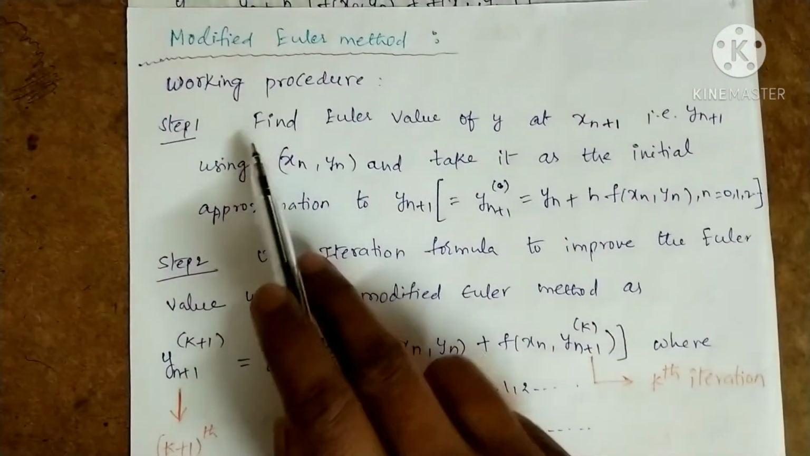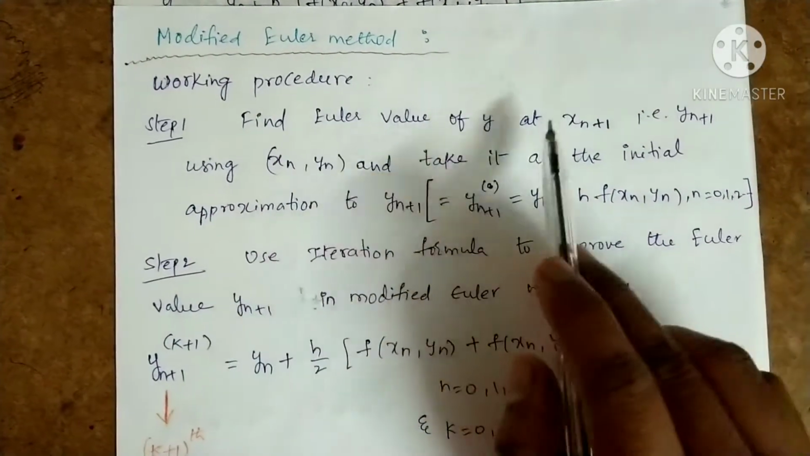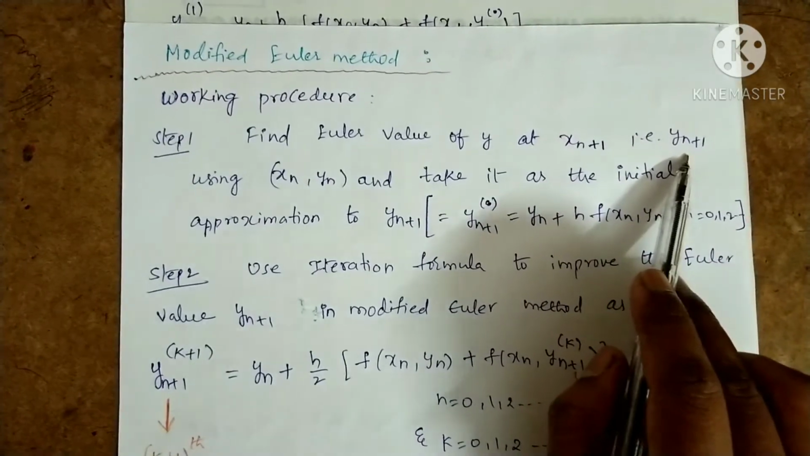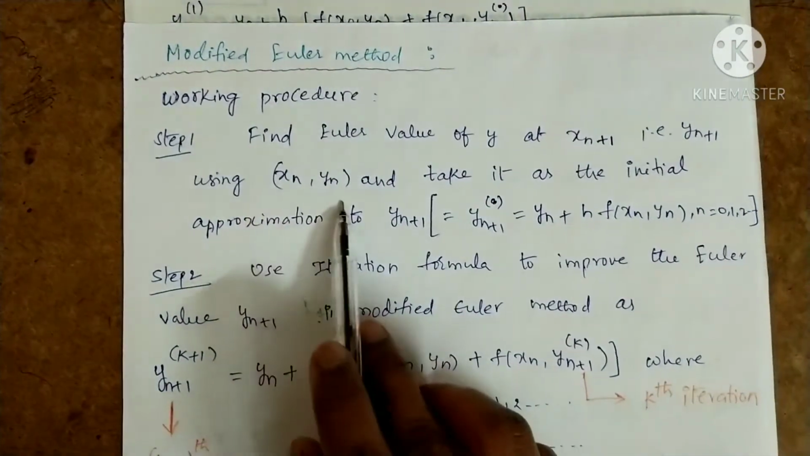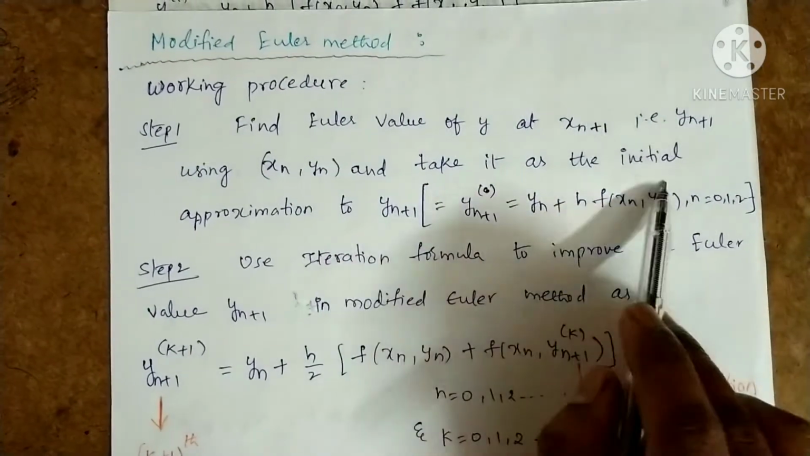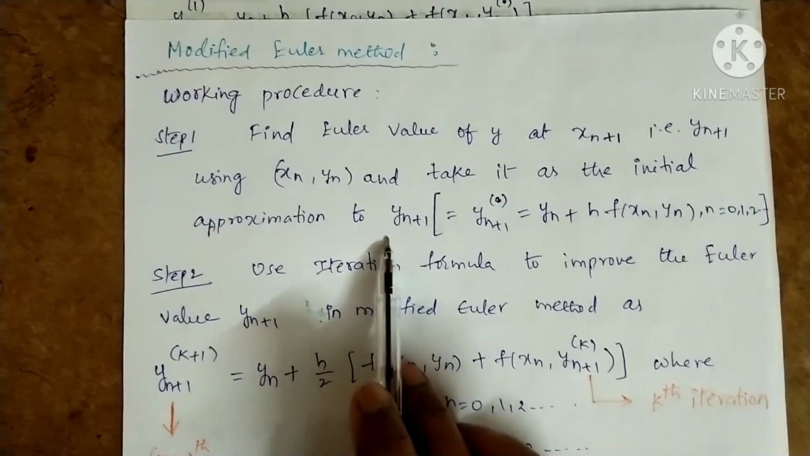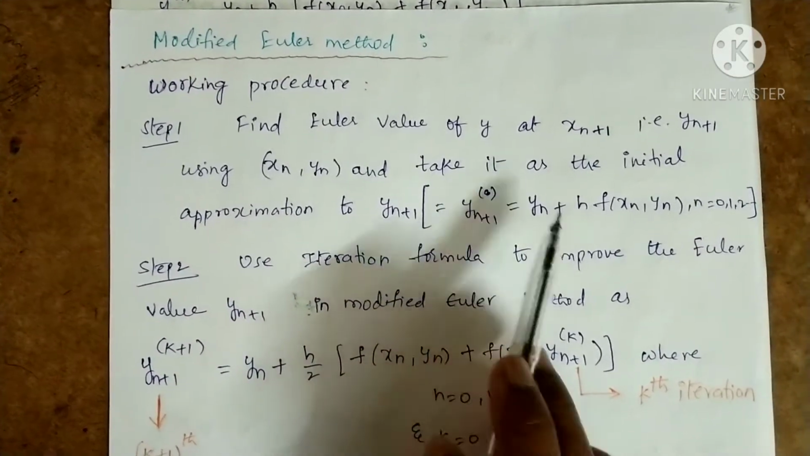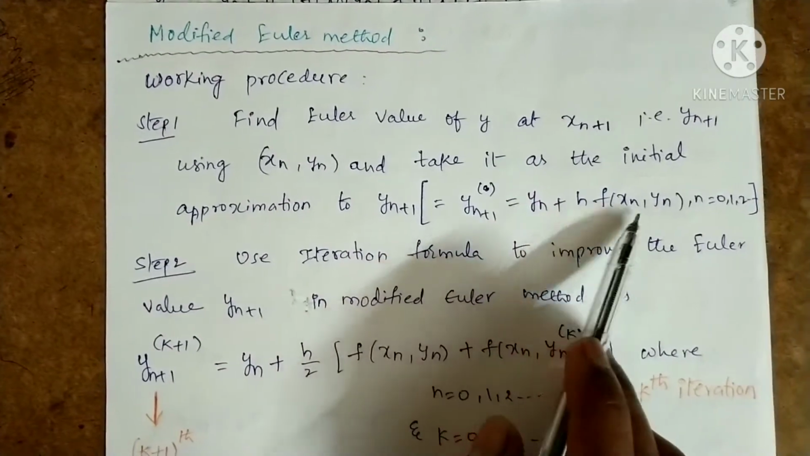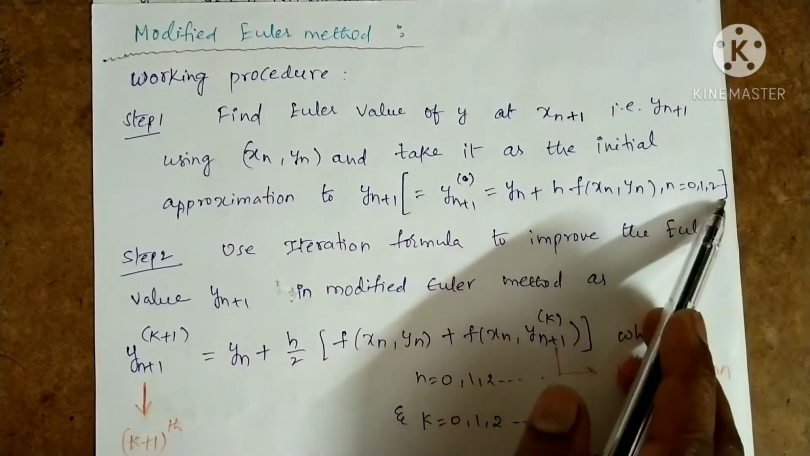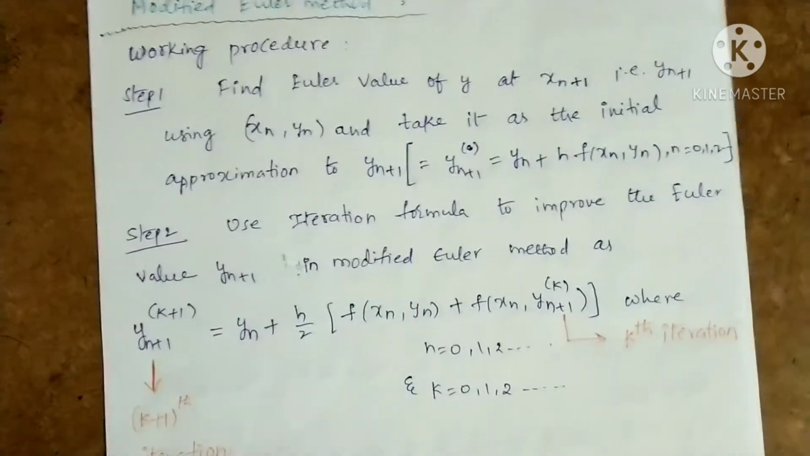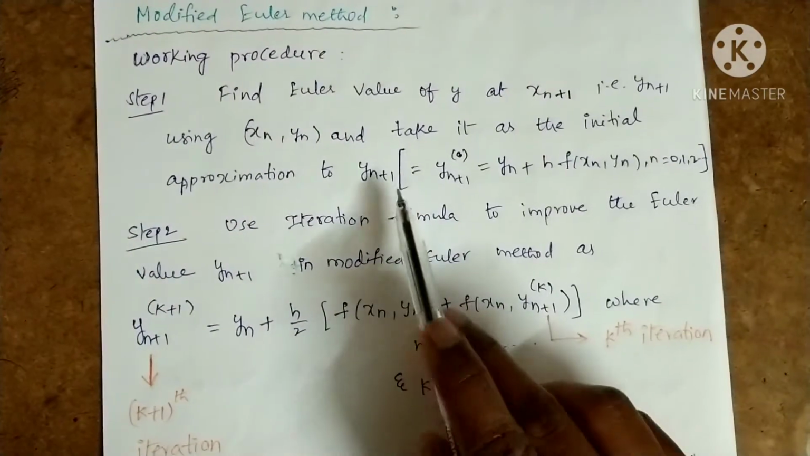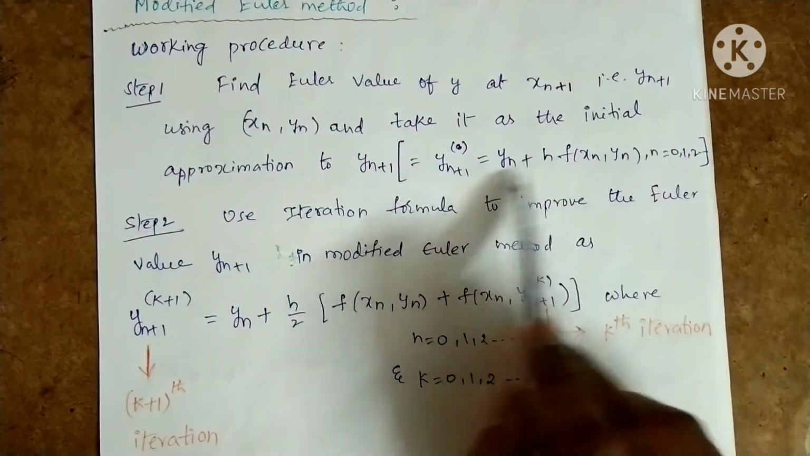In step 1, we need to find the Euler value of y at x_{n+1}. That means we want to get the value of y_{n+1} by using the Euler method at the point x_n, y_n, and we take it as the initial approximation to y_{n+1}. The initial approximation is denoted by y_{n+1}^(0), which is given by y_n + h f(x_n, y_n), where n takes values 0, 1, 2, 3 and so on. If we want y1, we put n equal to 0 in this formula. If y2 is required, we give n equal to 1.